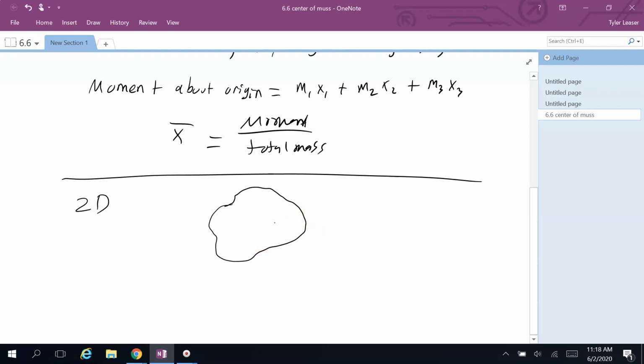Okay, anyway, what we're going to do now is we're going to try to find the moment of this plate. And to find the moment of this plate, we're going to have to do slices again.